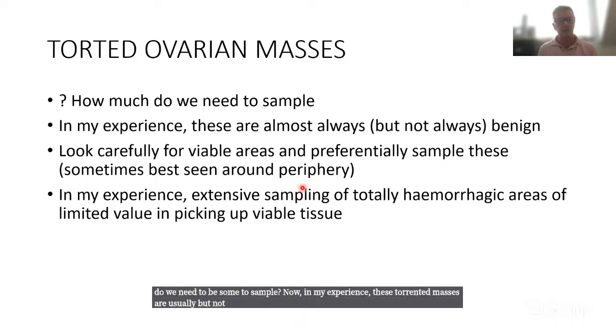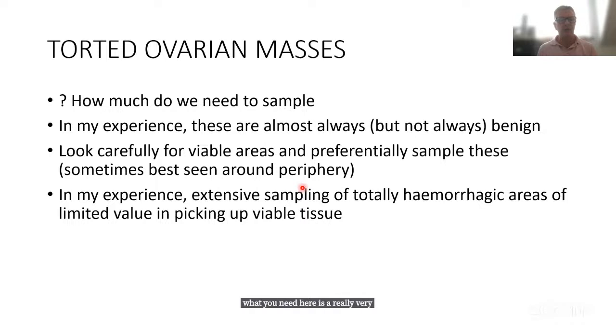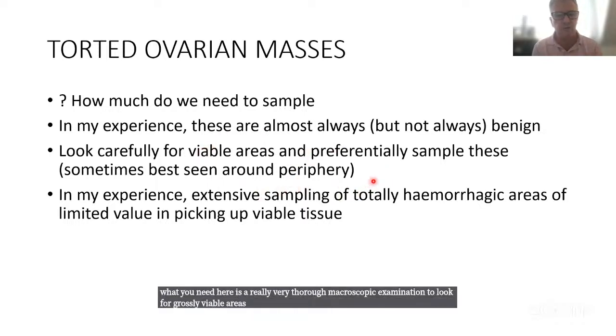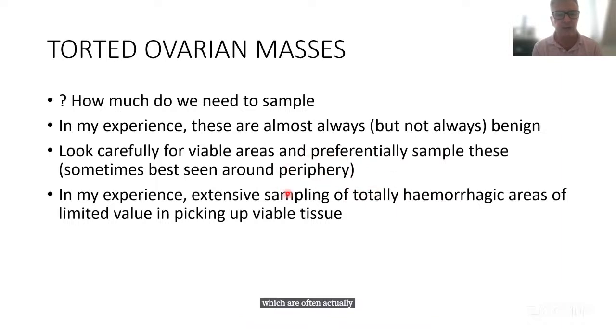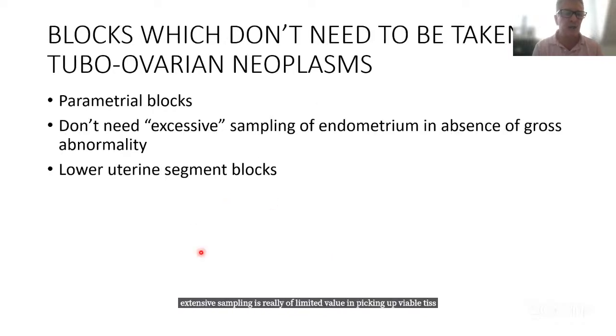And really, what you need here is a very thorough macroscopic examination to look for grossly viable areas, which are often seen around the periphery, and sample these. In my experience, if the whole thing is totally hemorrhagic and necrotic, extensive sampling is really of limited value in picking up viable tissue. And these are just some blocks.